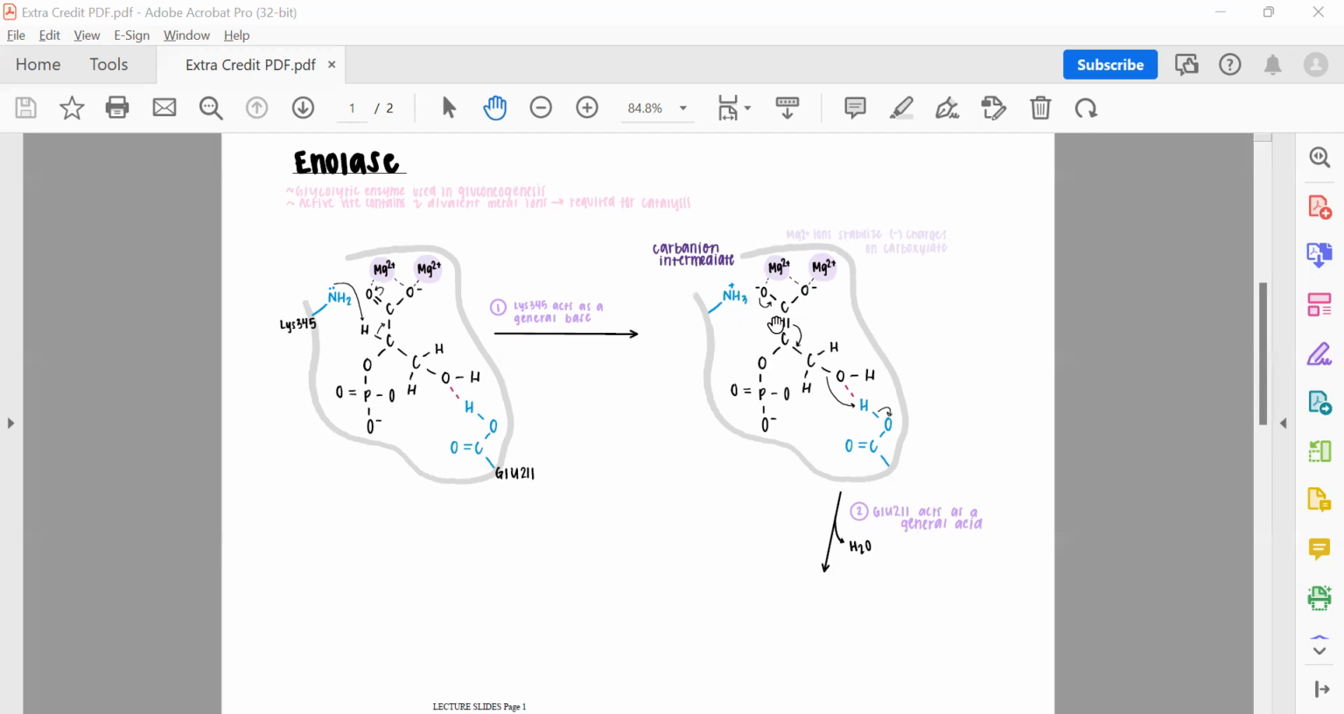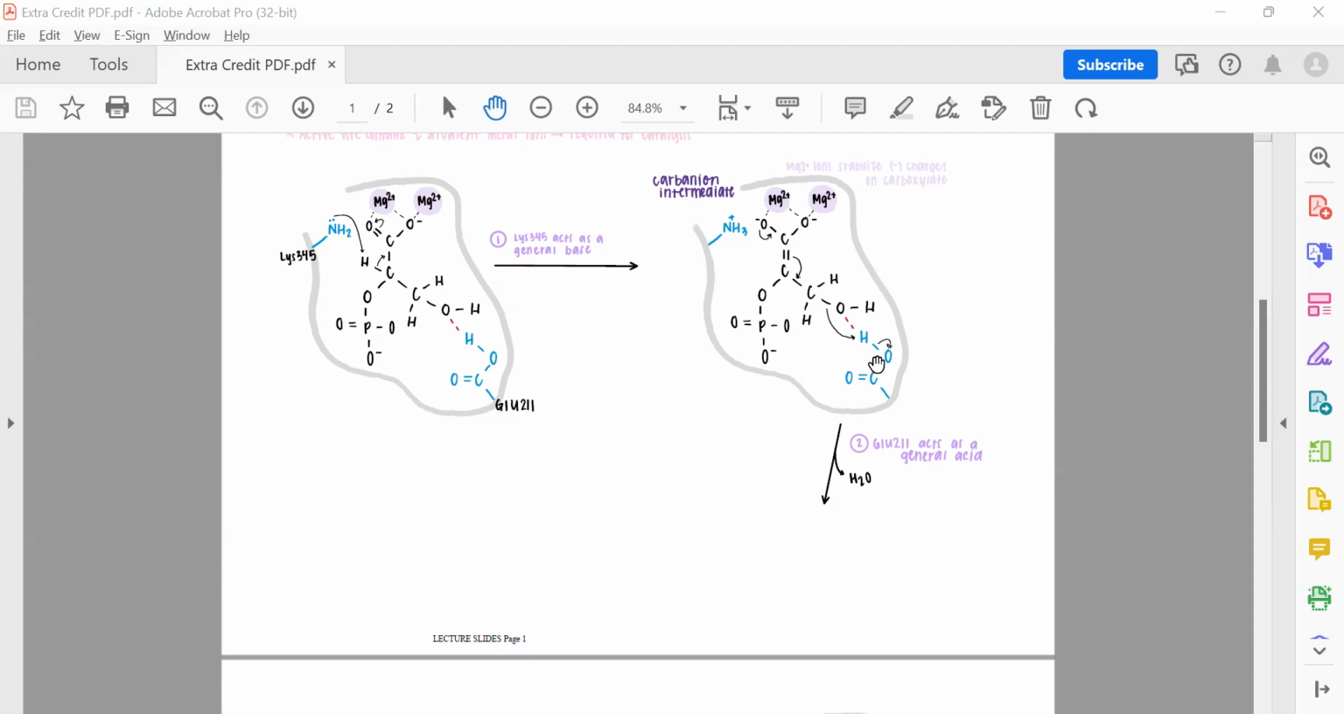So now the oxygen will donate a pair of electrons to regenerate that double bond here. This double bond from the carbon-carbon will be moved to this next carbon-carbon bond here, and this oxygen will donate its bond to this hydrogen here in order to generate a water molecule.